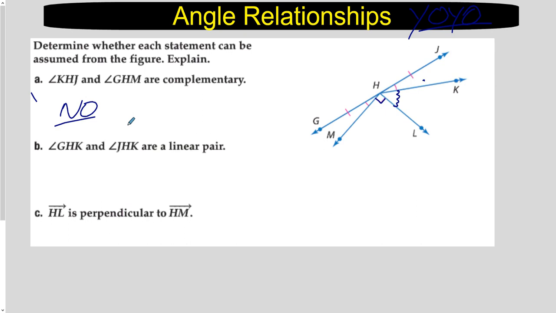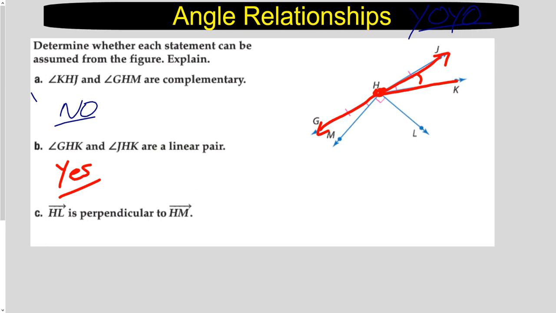B, GHK. Let me erase what I have over here. GHK, which is this angle, and JHK, which is this one, are a linear pair. What do you think? I think yes. They share a vertex, they share a side, and the other two sides are opposite rays, meaning one line. Two rays going in opposite directions, so that's a yes.